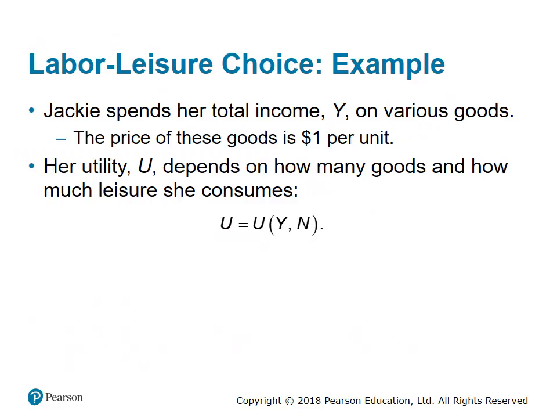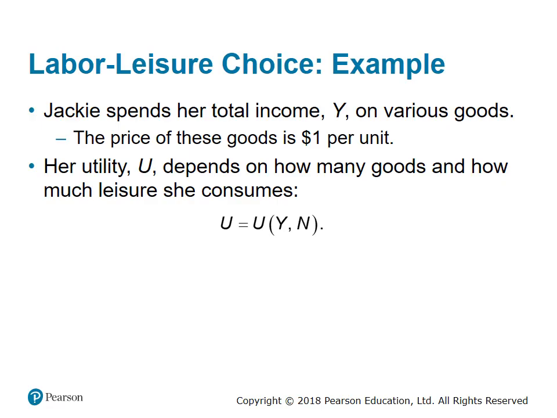We'll derive the model by means of an example. Let's call our consumer and worker Jackie. She spends her total income, which is denoted by Y, on various goods. Here we won't focus on what goods she buys or how she chooses goods bundles. We'll abstract away from that choice. We'll simply assume that she buys various goods at a price of $1 per unit. Hence, Y also denotes the total quantity of goods she can afford.